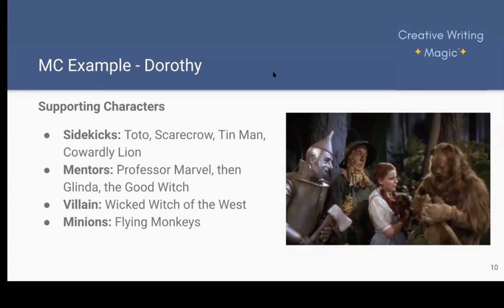And of course, we've got the supporting characters that we all know and love: Toto, Scarecrow, Tin Man, Cowardly Lion. And then the mentors, which we're going to talk a little bit more in depth in a bit here, first being Professor Marvel, and then the more popular idea of Dorothy's mentor, which is Glinda the Good Witch, and the villain being the Wicked Witch of the West, and the minions being her flying monkeys.